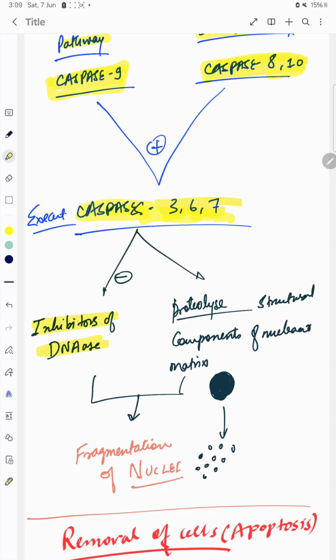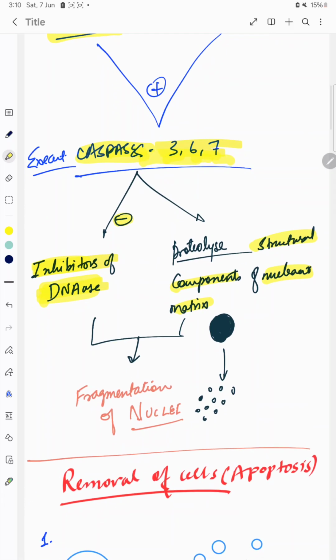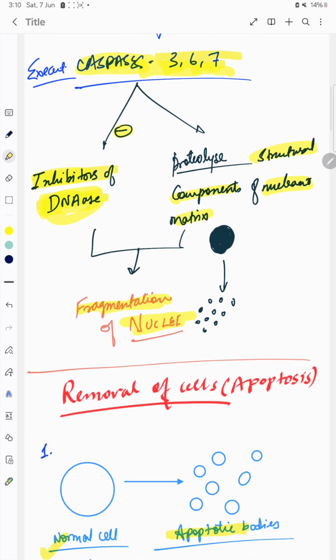After activation, executioner caspases inhibit the inhibitors of DNase, so DNase gets activated, and on the other hand they proteolyze the structural components of the nuclear matrix. So ultimately this results in the fragmentation of the nuclei by activation of DNase and proteolysis of the structural components of the nuclear matrix.